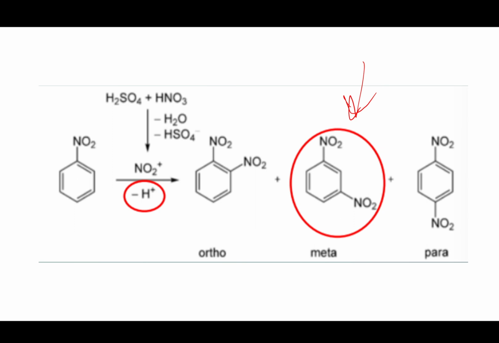Sir, can you show how the nitrobenzene would be formed from the benzene, like the step by step process? Okay, all right. So I can show it. You want the step-by-step process, all right?